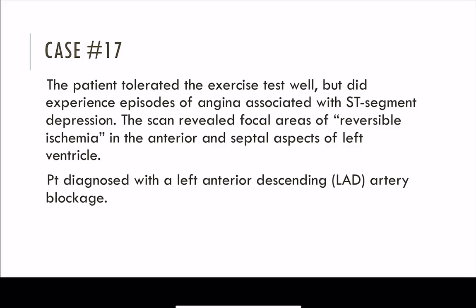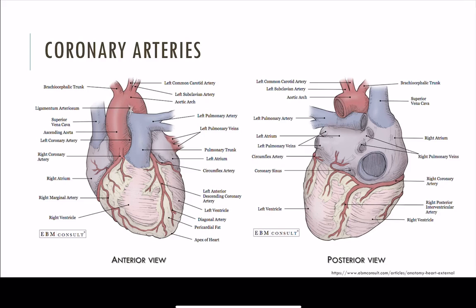So our patient tolerated the exercise stress test well, but did experience episodes of angina associated with ST segment depression. The scan revealed focal areas of reversible ischemia in the anterior and septal aspects of the left ventricle. From these reports, she was diagnosed with a left anterior descending artery blockage. So it's good to be familiar with the coronary arteries and which sections of the heart they perfuse.